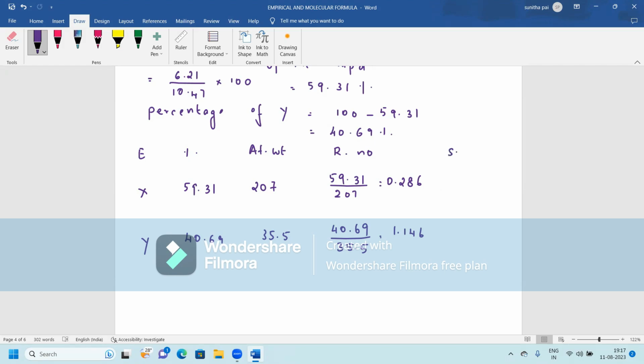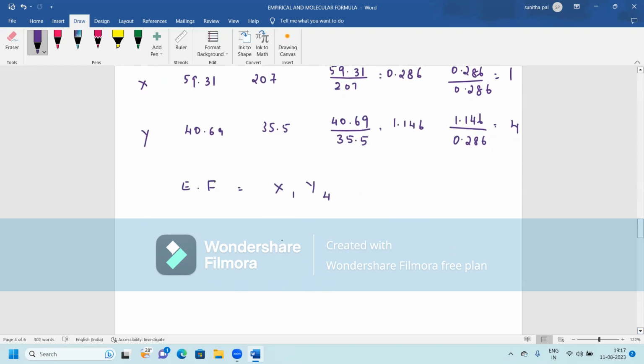Then the simple ratio. Pick the lowest number, which is 0.286. Divide both the numbers by the lowest number. That is equal to 1 in the case of X, and in the case of Y, 1.146 by 0.286, which is equal to 4. So the empirical formula here is X1 and Y4, which can be written as XY4. XY4 is the empirical formula.